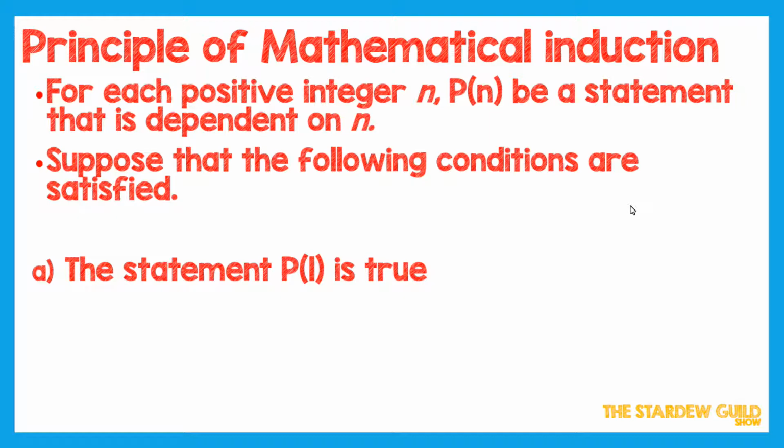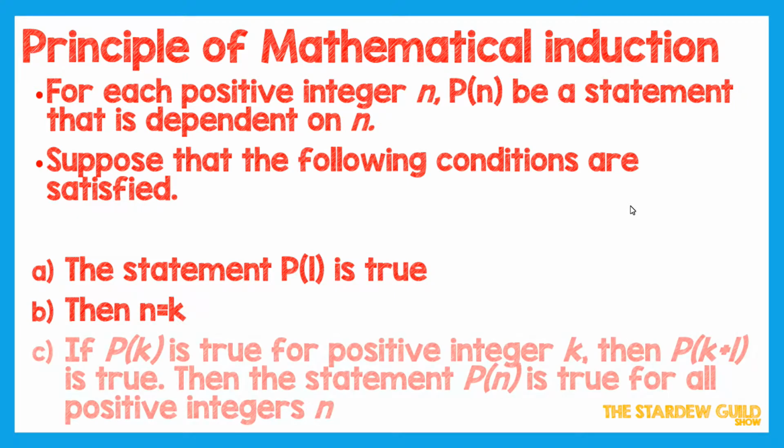Step number 1. The statement P(1) is true. The equation must be equal for it to become true. Step number 2. We will change the n variable into k, or we will substitute the n variable with k. Then on step number 3, if P(k) is true for positive integer k, then P(k+1) is true. Then the statement P(n) is true for all positive integers n.